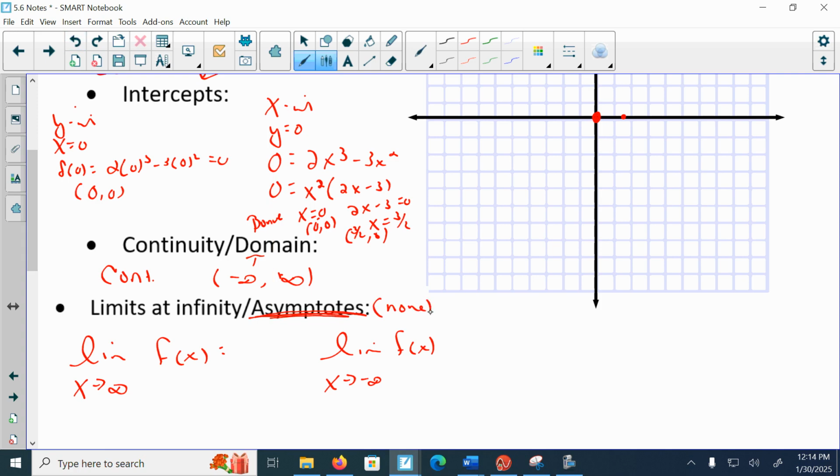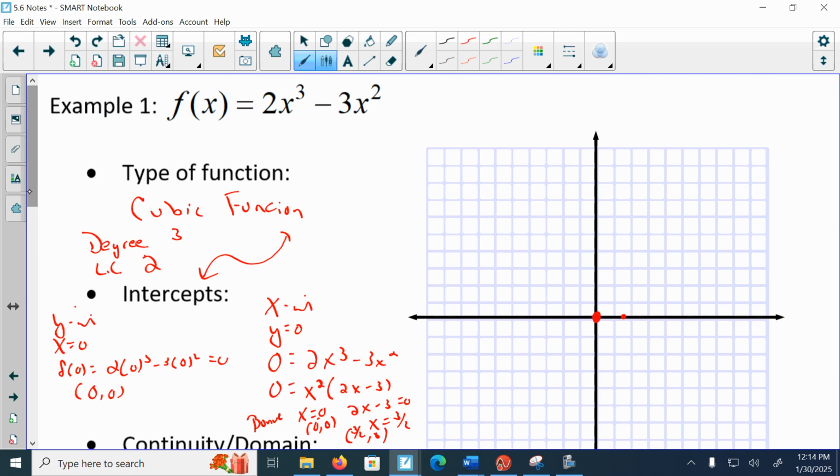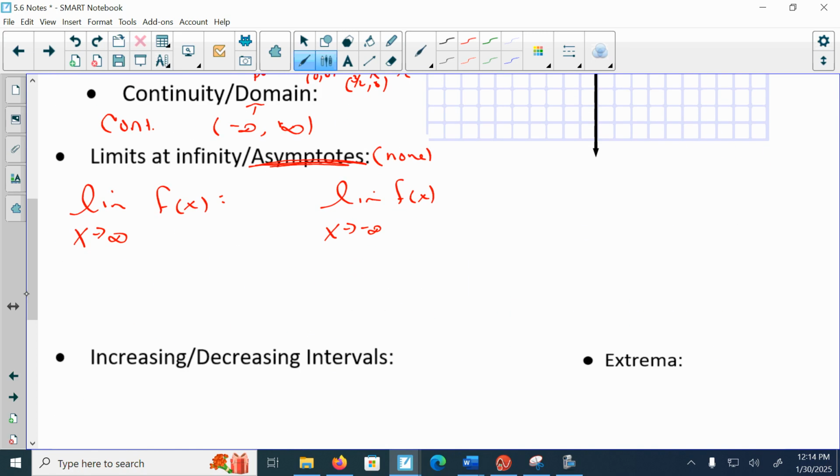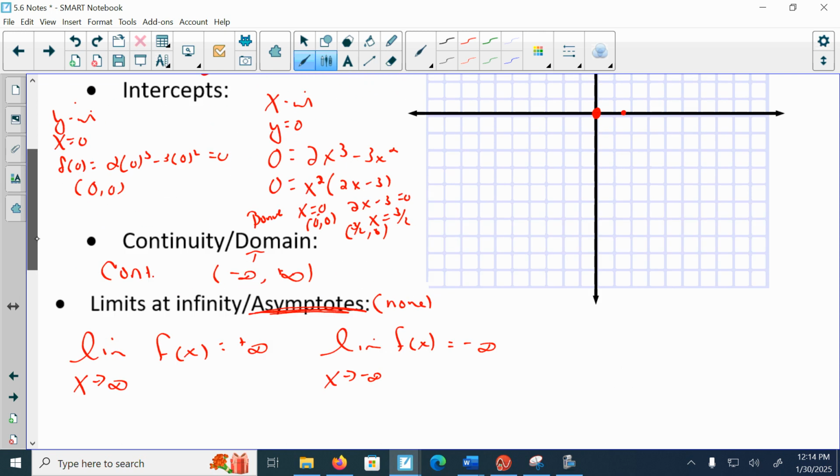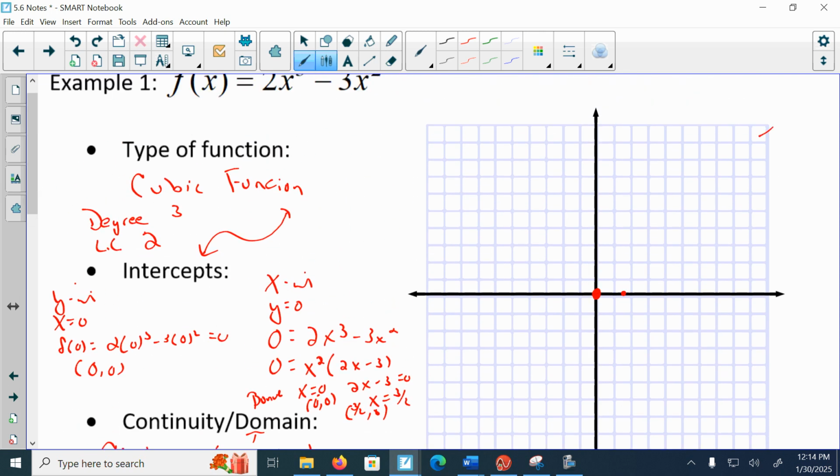Limits at infinity. Remember, this is where I remember that it's an odd function, degree 3. Since it has a positive leading coefficient, it's going to start low, end up. End up is when x is approaching the right, so this is going to be positive infinity. As x approaches negative infinity, it's going to be negative infinity. So I could draw myself a note here saying that I'm going to start low, end up.